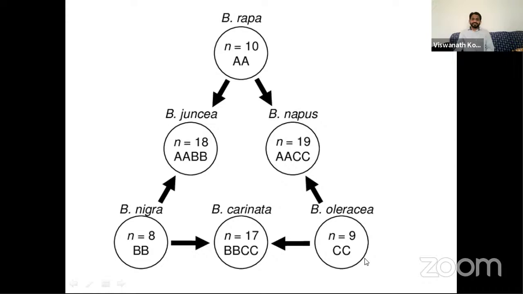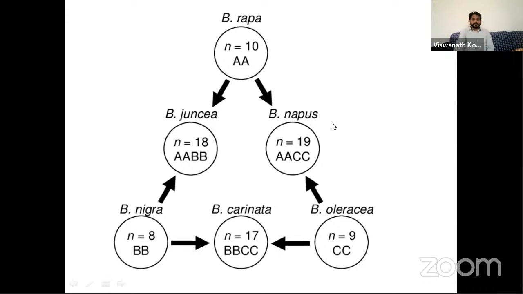There the haploid chromosome number is equal to 9 and the genome is CC. So first there were Brassica rapa, Brassica nigra, and Brassica oleracea. From Brassica rapa and Brassica oleracea, by natural hybridization, Brassica napus formed. And from Brassica oleracea and Brassica nigra, Brassica carinata was formed. And from Brassica nigra and Brassica rapa, Brassica juncea was formed. This is called U's triangle. This explains how different species of Brassica were originated.